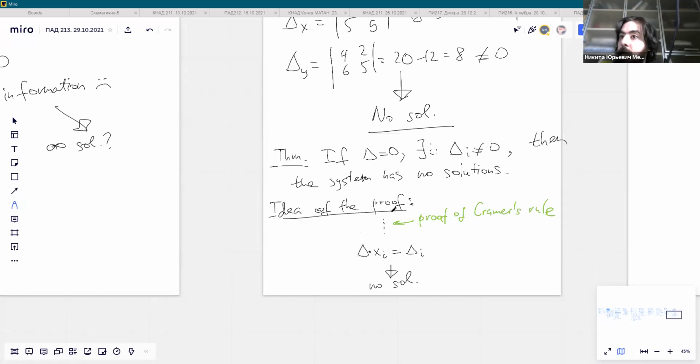And this part will work whether delta is 0 or not. This part of the proof won't depend on delta. The only place where we use that delta is non-zero is when we divide by delta. Again, we will fill the gaps after the lecture. You will see in the lecture how to fill this part. Questions?